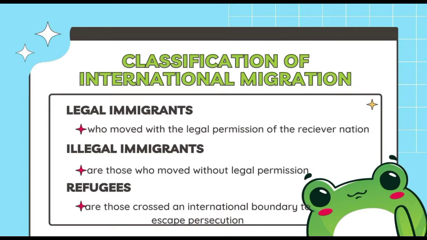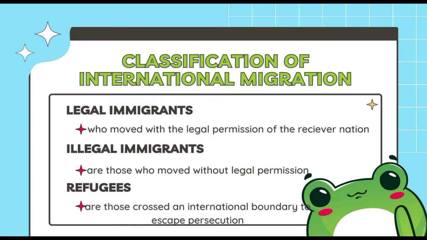So the first one is the legal immigrants, illegal immigrants, and the refugees. Illegal immigrants are those people who move without legal permissions. So illegal immigration is the migration of people into a country in violation of the immigration laws of that country, or the continued residence without the legal right to live in that country.